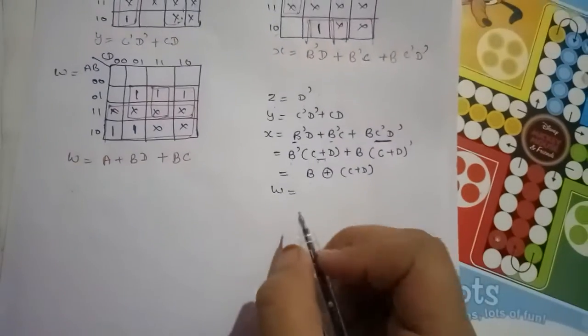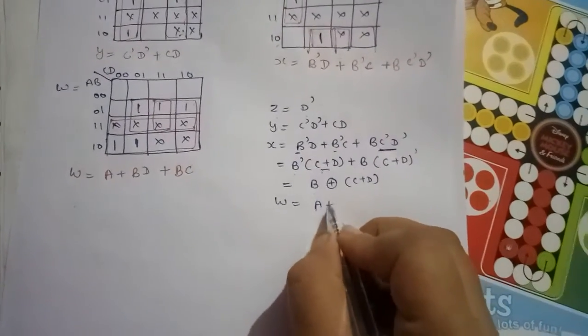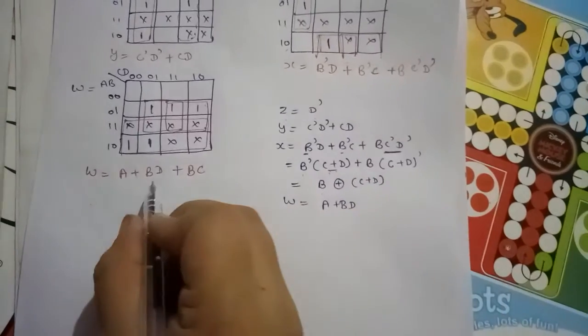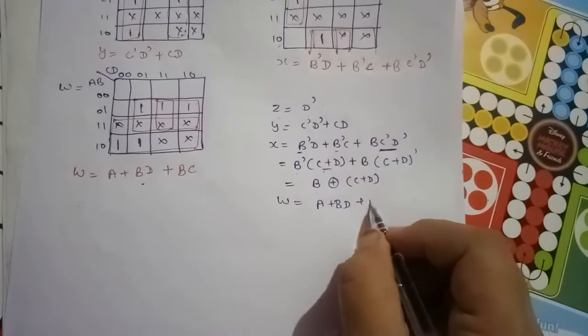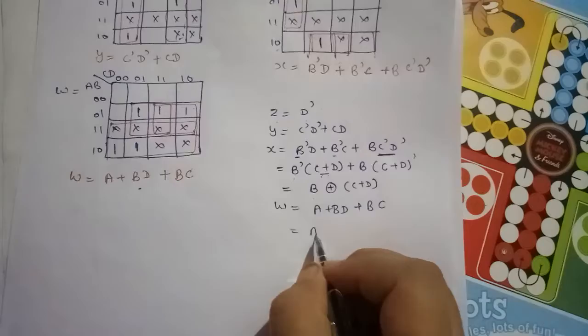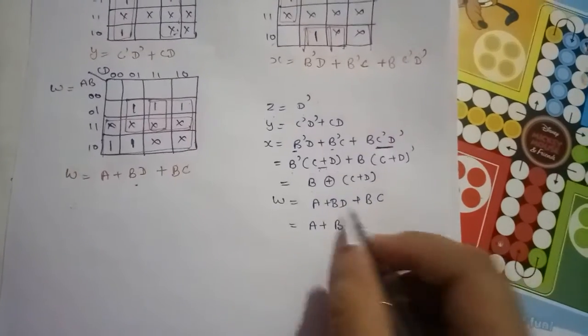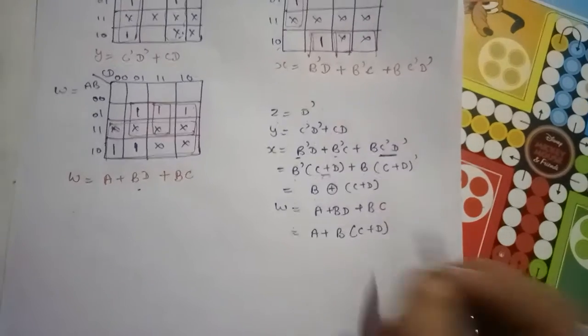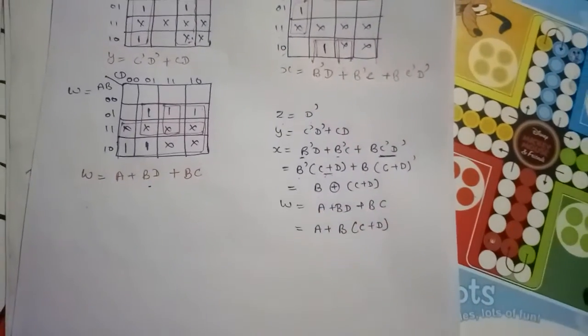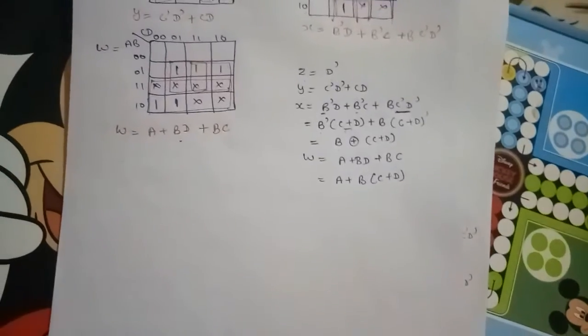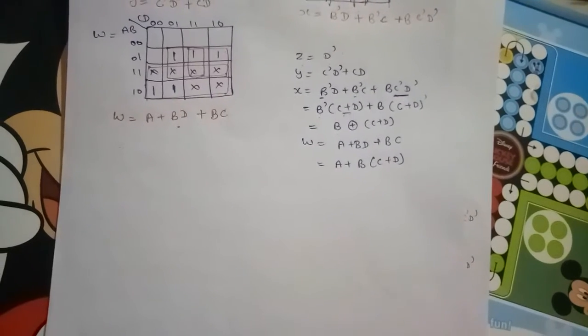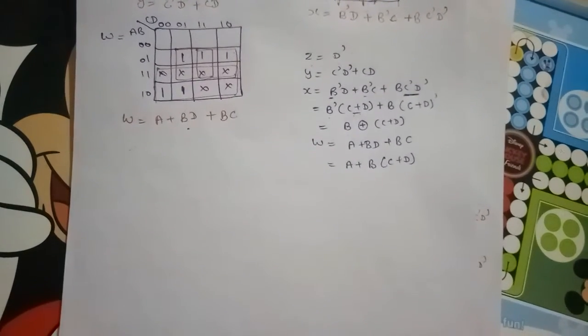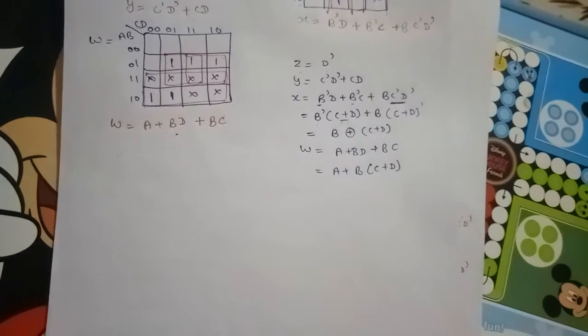Then further, the expression for W will be A plus B D, which is this, plus BC. So from the last two terms we can take B as the common factor, then C plus D in between. So these are the expressions for all four. After writing these, we will draw the circuit diagram for the conversion.